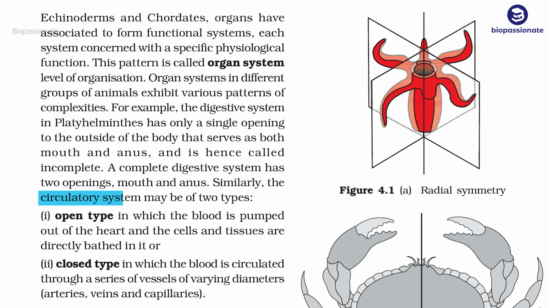Similarly, the circulatory system may be of two types. 1. Open type, in which the blood is pumped out of the heart and the cells and tissues are directly bathed in it, or 2. Closed type, in which the blood is circulated through a series of vessels of varying diameters: arteries, veins, and capillaries.